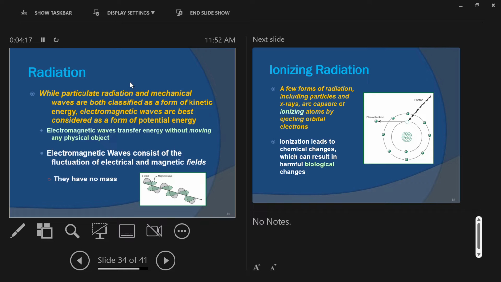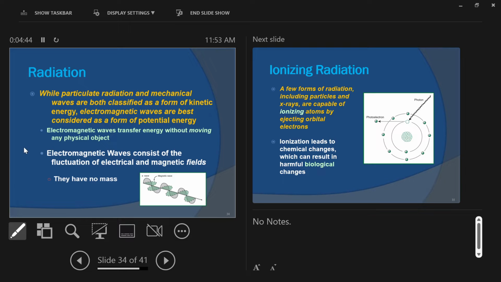In order for the energy to get to your ear and vibrate your eardrum, there's got to be molecules in the air that I'm moving around. Electromagnetic radiation transfers energy without moving anything. So electromagnetic radiation is not a form of kinetic energy. It's a form of what's called potential energy. And we'll talk more about potential energy later, but it's a form of potential energy.